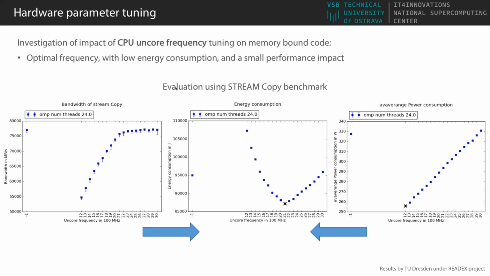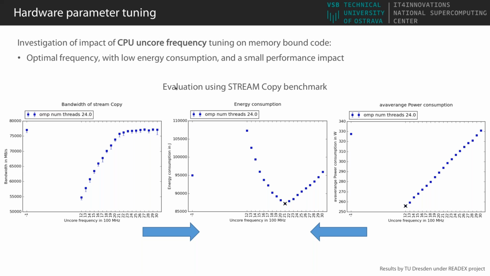In these slides, we show how the STREAM benchmark, which is pretty much just a benchmark that tests the memory bandwidth, and in a sense is a pure memory bound benchmark, is affected by uncore frequency. On the left figure, we see how the performance of the memory subsystem is affected by changing the uncore frequency, going from 1.2 to 3 gigahertz.